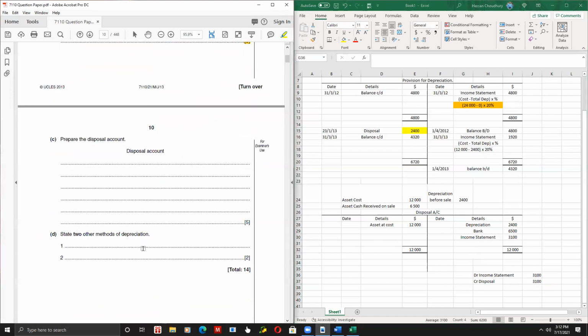So they're asking for two other methods of depreciation. It's very simple: straight line method and revaluation method. Okay, so that's the thing over here. All right, that's all for today. I want you guys to copy it out, and definitely we'll carry on in the next class. Okay, take care. Bye.